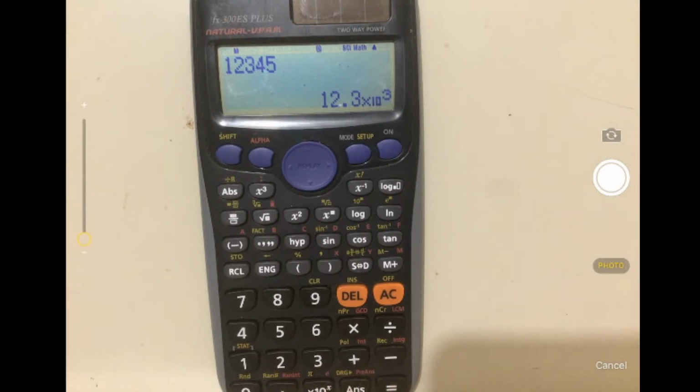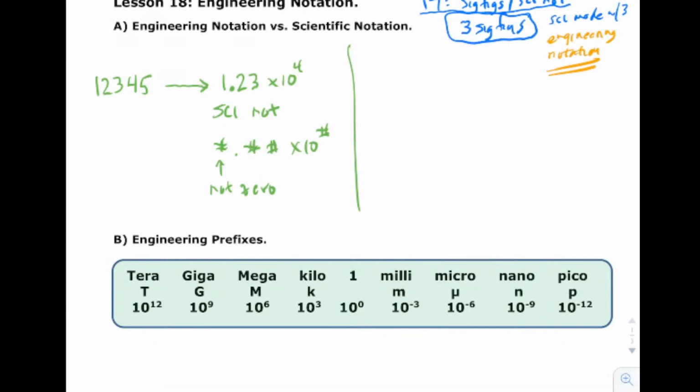So let's go back to our note sheet. So engineering notation is 12.3 times 10 to the 3. That is engineering notation, or at least closer. 12.3 times 10 to the 3. You have to use these prefixes for it to be complete. But for now, 12.3 times 10 to the 3. Engineering notation. What's the significance of engineering notation?